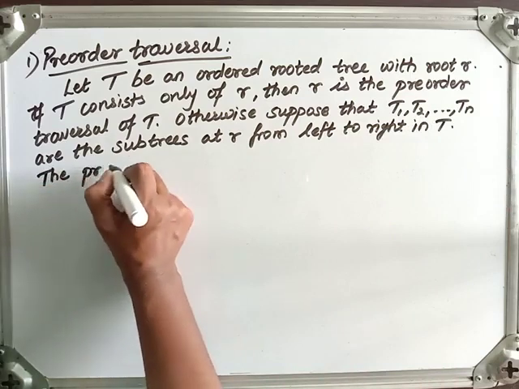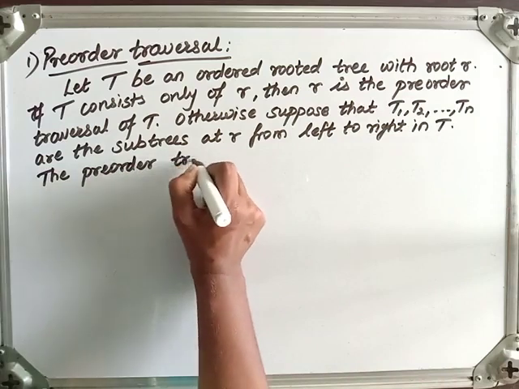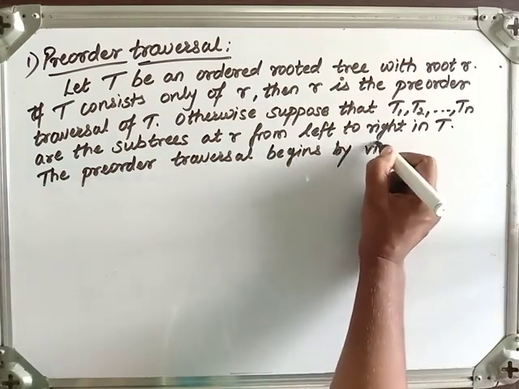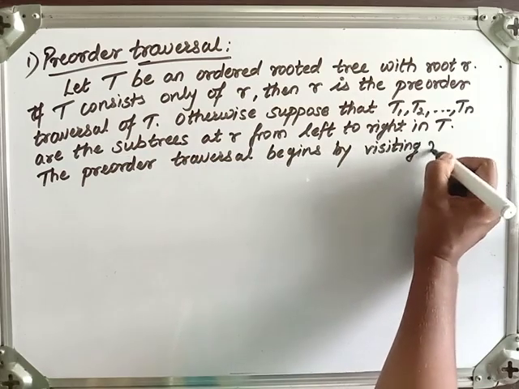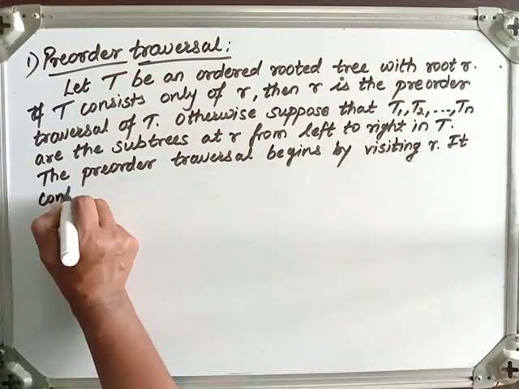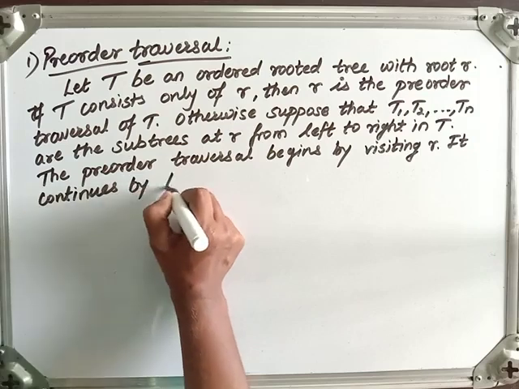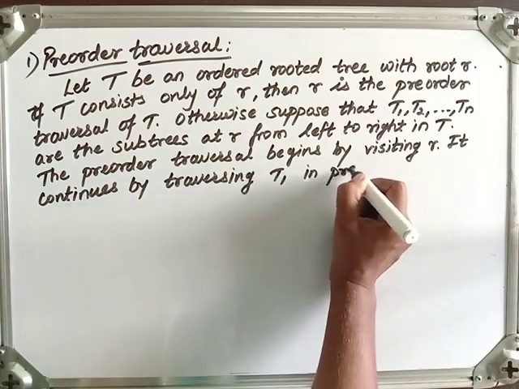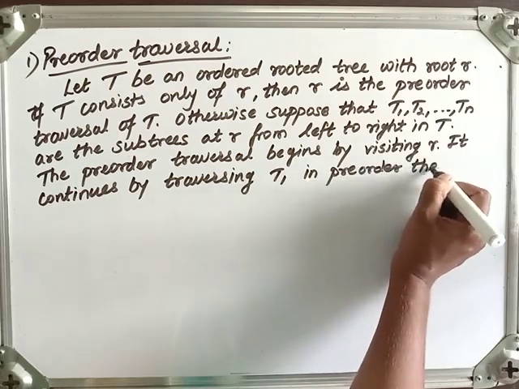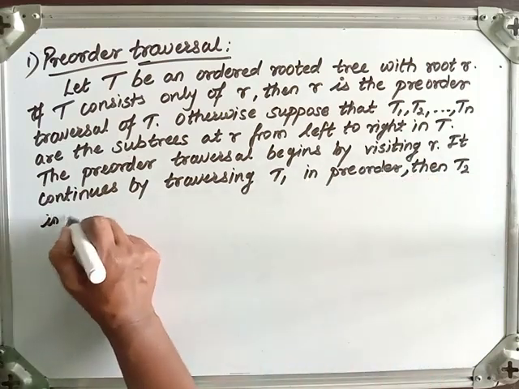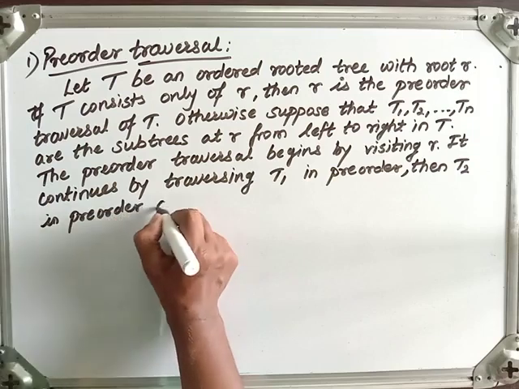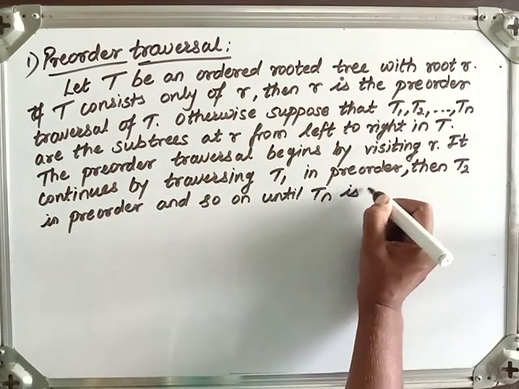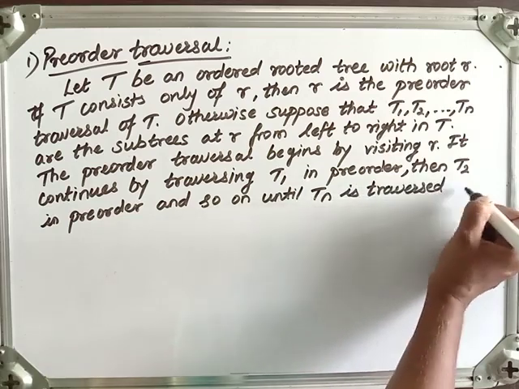The preorder traversal begins by visiting R. It continues by traversing T1 in preorder, then T2 in preorder, and so on until Tn is traversed in preorder.